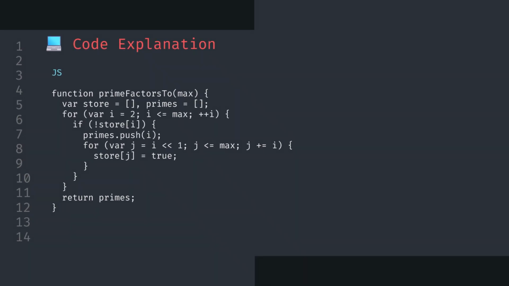This function uses a technique similar to the Sieve of Eratosthenes. We initialize an empty list called store to track whether a number is a composite or not. Then we loop from 2 to the maximum value. If the number has not been marked, it is a prime, so we push it to the result. Then we mark all of its multiples as non-prime so we can skip them in the future loops. It is efficient and avoids unnecessary checks.